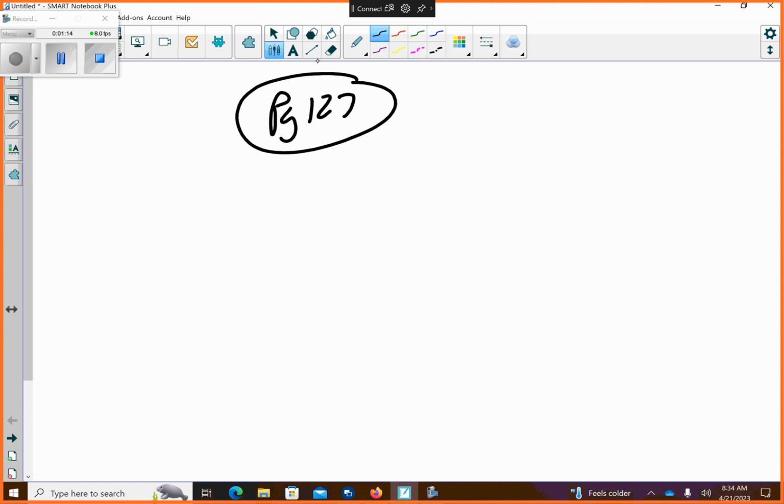For 7.2, it says calculate the chi-squared value for the observed value of 4.2, expected value of 3.8. That's the hamburgers.